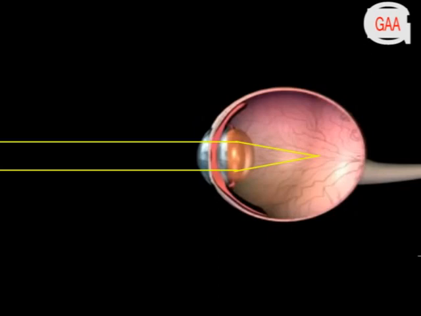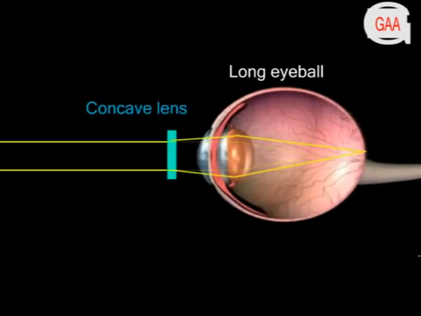This is caused by a long eyeball. It may also be due to too much refractive power of the eye lens. Short-sightedness is corrected by wearing concave or diverging lenses. The concave lenses diverge light rays before reaching the eye lens, which then focuses the light rays on the retina.